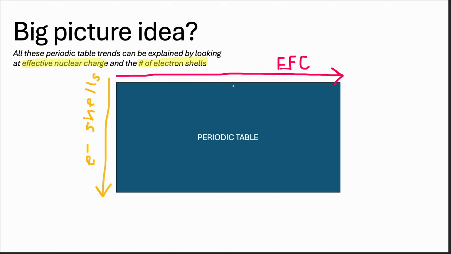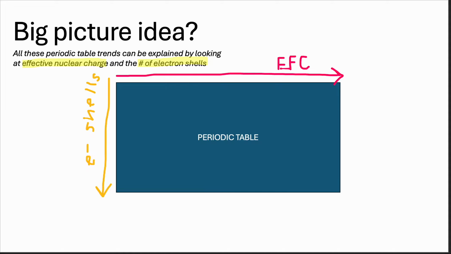So if I'm looking at the horizontal arrow, I see that effective nuclear charge is increasing as you move to the right. But I have to ask myself, if I'm walking along the right on the periodic table, is my number of electron shells changing? No. Only effective nuclear charge changes when you move from left to right. And similarly, I can ask when I move up and down on the periodic table, is my effective nuclear charge changing? No, because it only changes horizontally. So when I look vertically, I can see that the only thing that's changing is my number of electron shells.